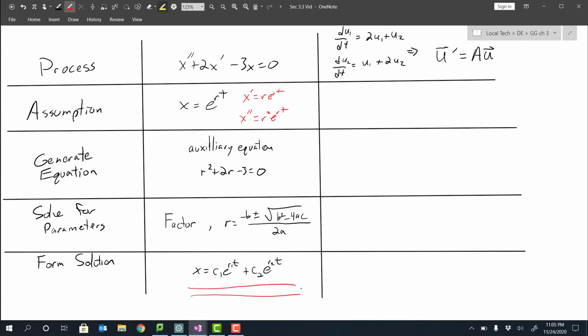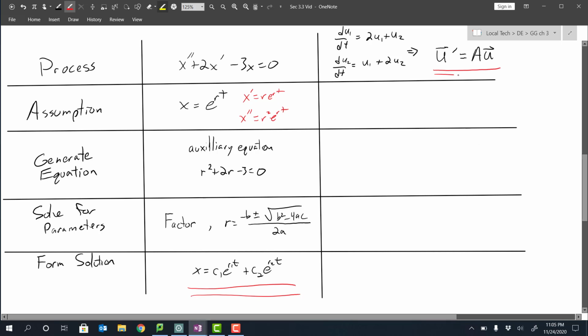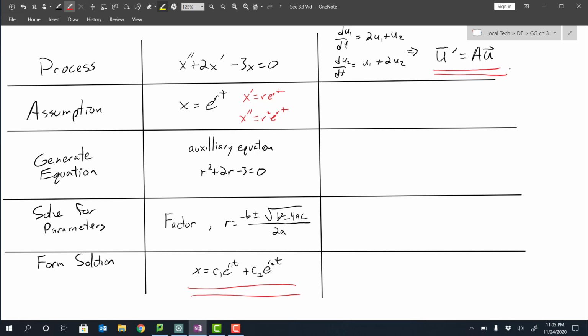Now, as we look to first order linear systems of differential equations, we're going to make a different assumption. Our system has this general form here where we're using vector notation. So it's the vector u prime equals the matrix A times the vector u. But that really has the feel of a first order differential equation. And so it looks like the derivative of some function equals a constant times that function. That really reminds us of exponentials.